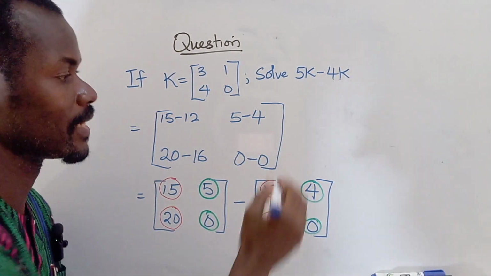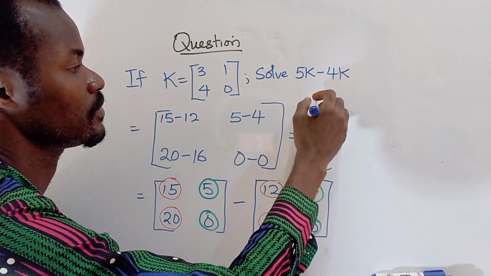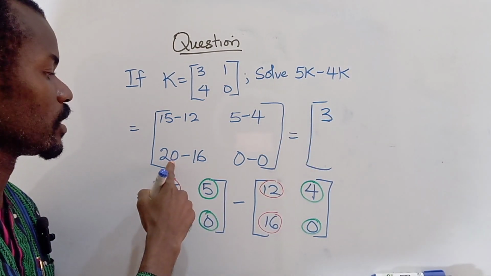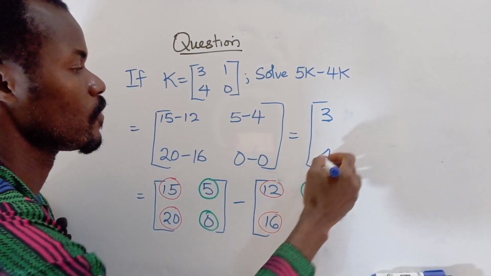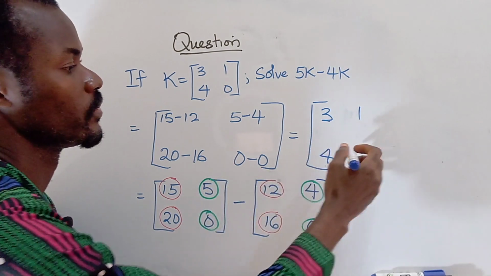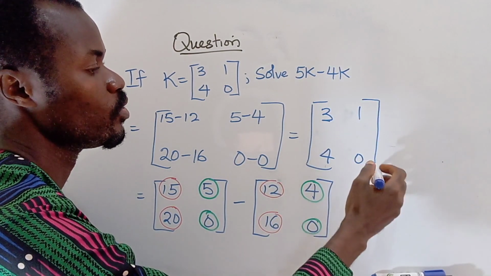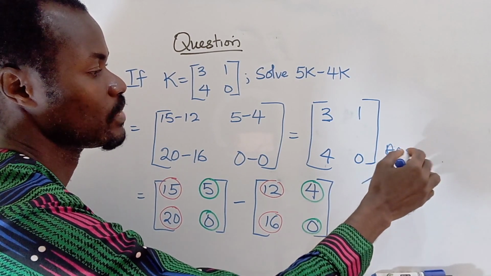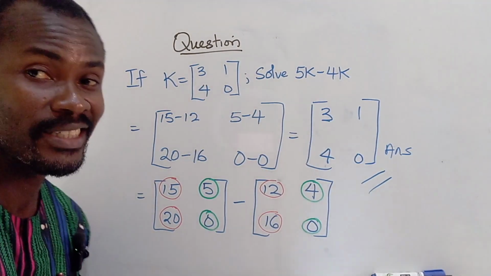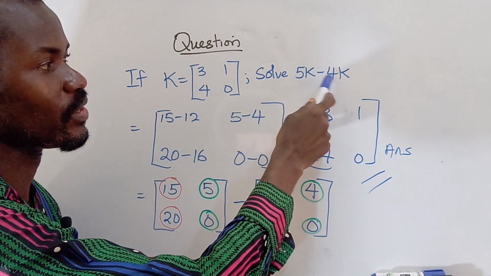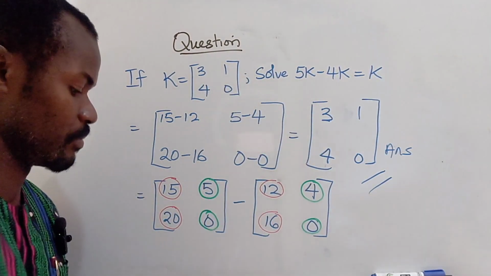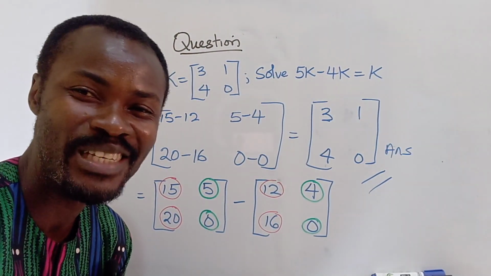With this, we can now get our final answer. 15 minus 12 is going to give me 3. 20 minus 16 is going to give us 4. 5 minus 4 is going to give us 1. And 0 minus 0 is going to give us 0. If we look at our final answer to this simple problem, it still has the elements of K. So 5K minus 4K is still equal to K, which is this. That gives us the solution to this simple problem.